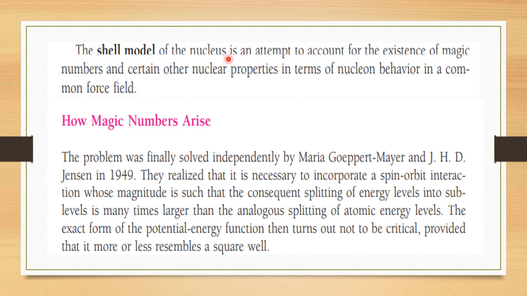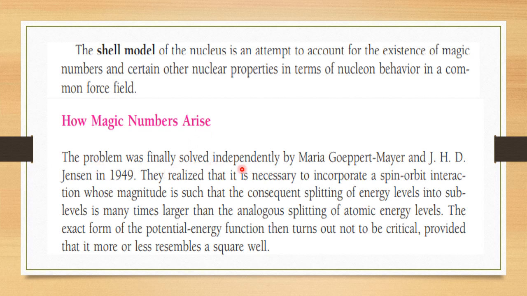Now, the shell model of the nucleus is an attempt to account for the existence of magic numbers and certain other nuclear properties in terms of nucleon behavior in a common force field. So in the shell model, we are trying to explain the magic numbers and also some nuclear properties, which account for the fact that nucleons behave in a common force field similar to electrons. Now, how do magic numbers arise?